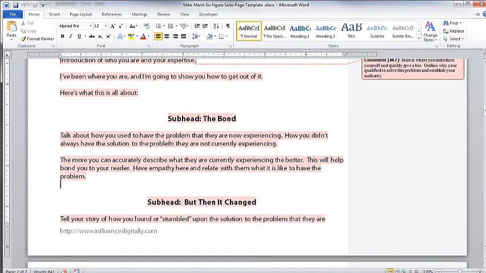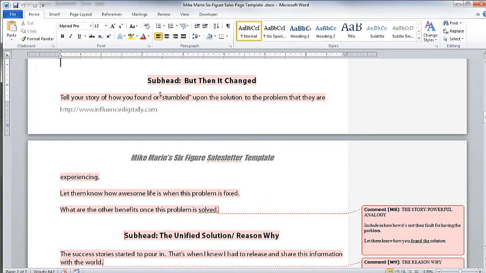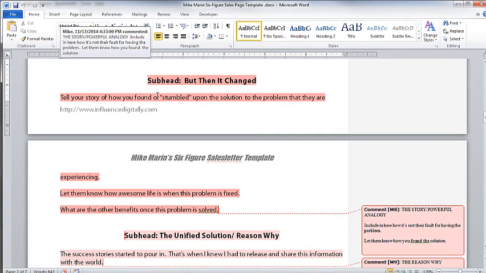And then we go into the next section, but then it changed. The but then it changed section is continuing the story of basically how you found or stumbled upon the solution to the problem that they are experiencing. It's letting them know once you found this solution, whether it was from a mentor, whether it was from testing, whatever your story happened to be, that you found a solution, and then showing them, okay, here's how awesome life is once this problem is fixed. So what happened in your life once you solved this problem? And it's like movies.